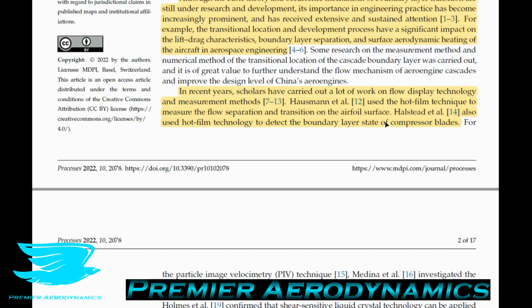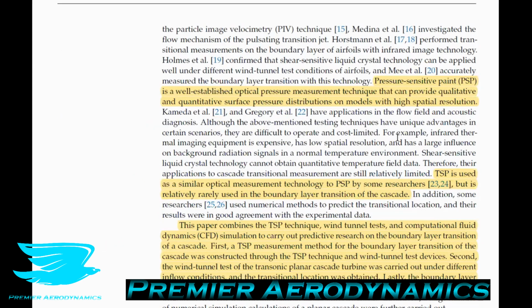So other researchers also used hot film technology to detect the boundary layer state of compressor blades. And one way to do this is just by looking at the turbulence spectrum of the boundary layer, which hot films and hot wires are ideally suited to because of their high frequency response. So let's move on to pressure-sensitive paint.